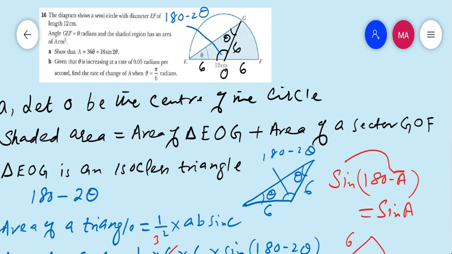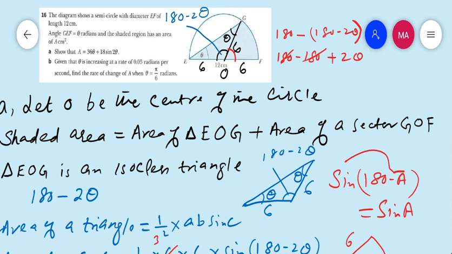If this angle is 180 minus 2 theta, then according to the angle in a straight line, if we have one angle, we can find the second angle by subtracting from 180. So 180 minus 180 plus 2 theta, the 180s cancel. Therefore, the angle at the sector is 2 theta.